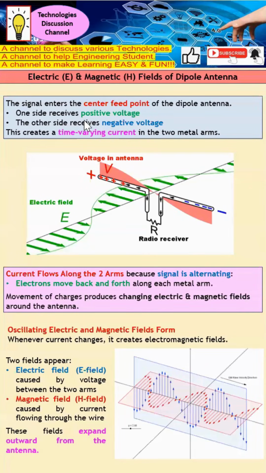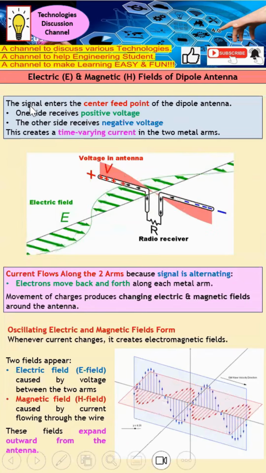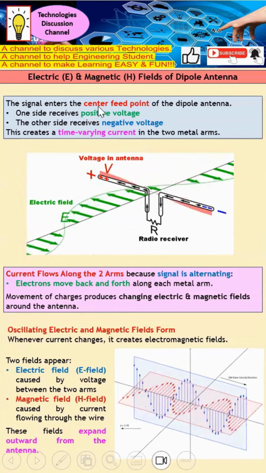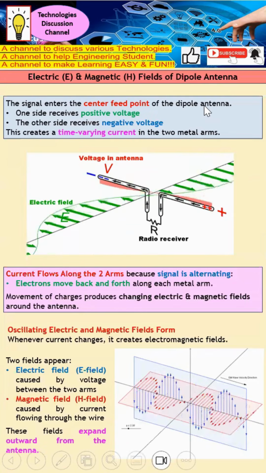In this video, I'd like to explain how electric and magnetic fields are actually created by a dipole antenna. Let's take a look at this diagram in order to understand better. The signal enters the center feed point of the dipole antenna.